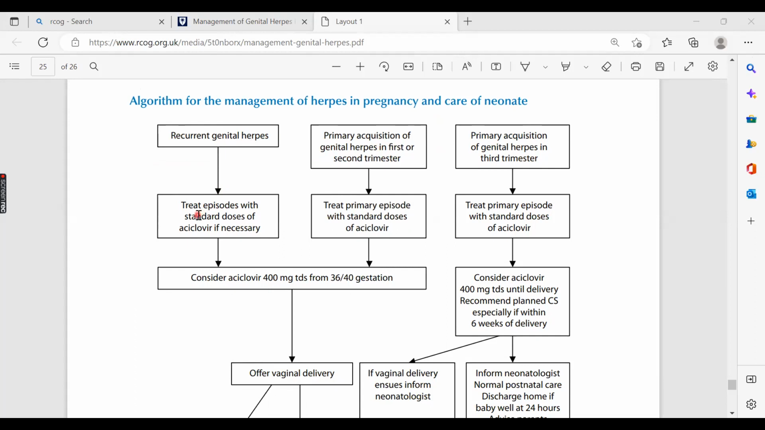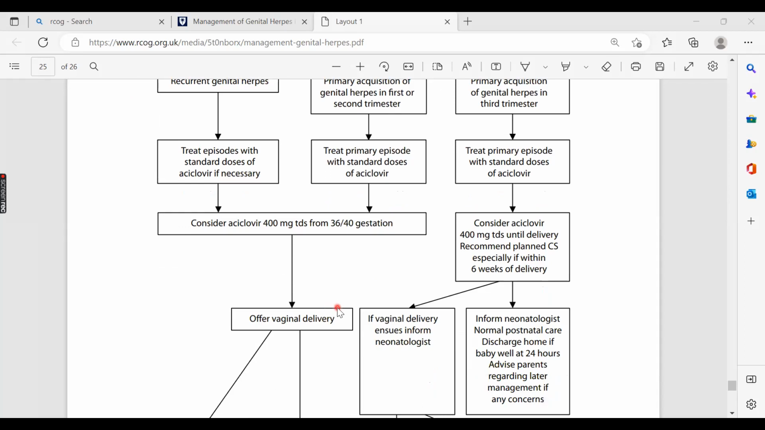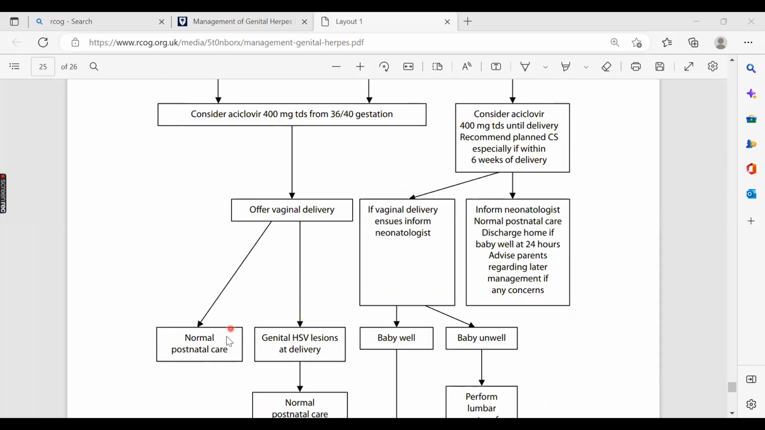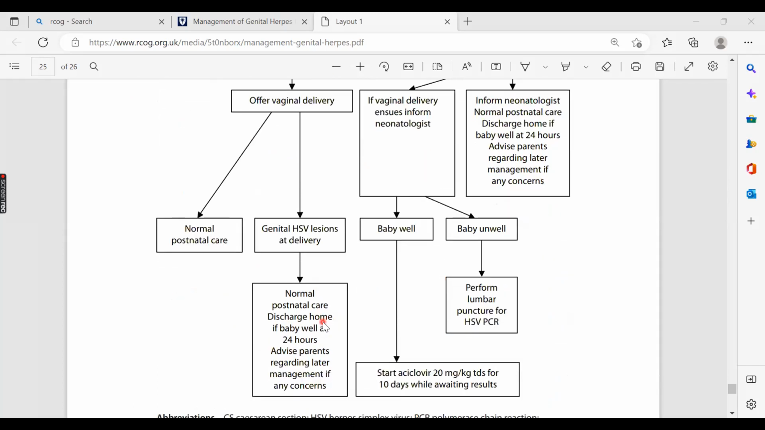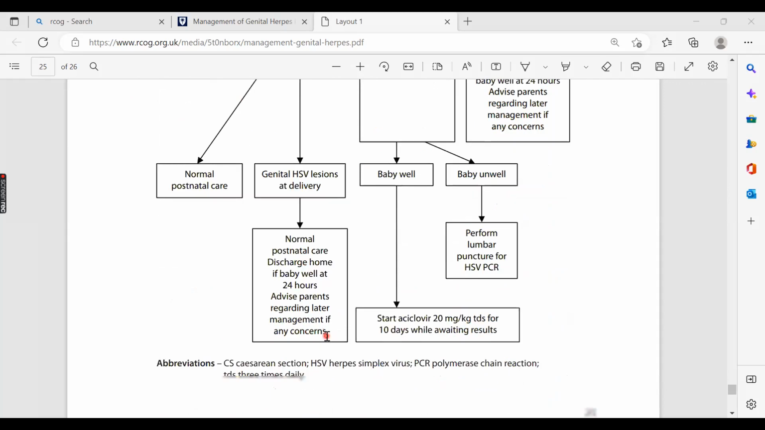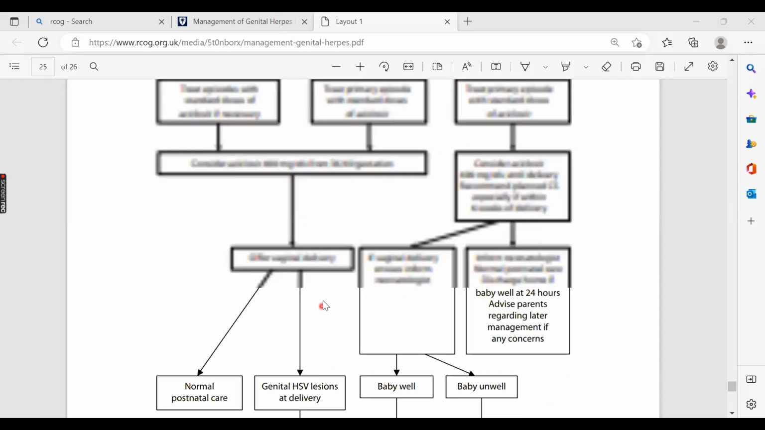Recurrent genital herpes: if she is coming with recurrent episodes of genital herpes, treat the episodes with standard dose acyclovir if necessary, and consider acyclovir 400 milligram three times daily from 36 weeks onwards, and offer her vaginal delivery and normal postnatal care. And if there are genital HSV lesions at the time of delivery, you can still offer her normal postnatal care and discharge home if the baby is well at 24 hours, and advise parents regarding later management if there is any concern for the baby.